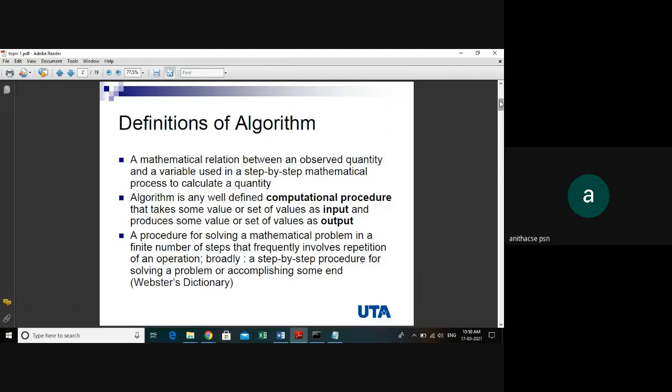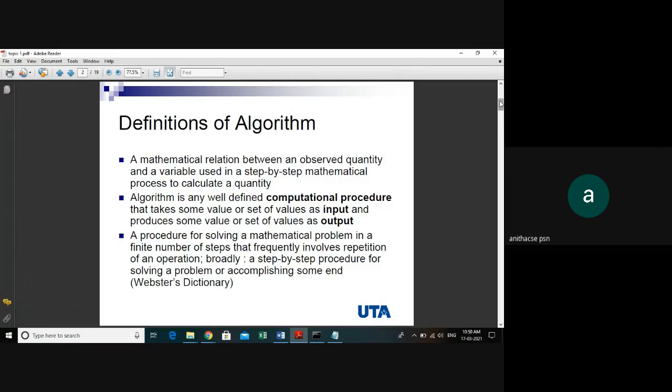To solve a problem we need a solution, right? So for that solution we have a step by step procedure. That procedure in a systematic format is called an algorithm. In an algorithm, we have to write the procedure in a step by step manner, and we have to follow that procedure in that particular step by step manner. So it is a top down approach.